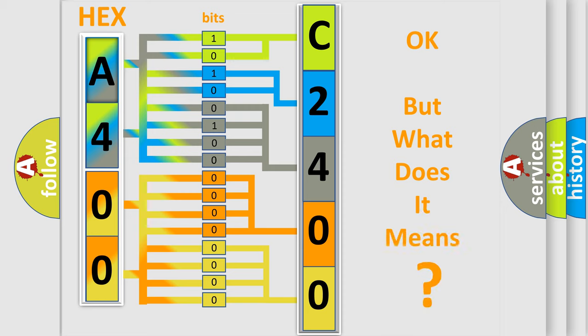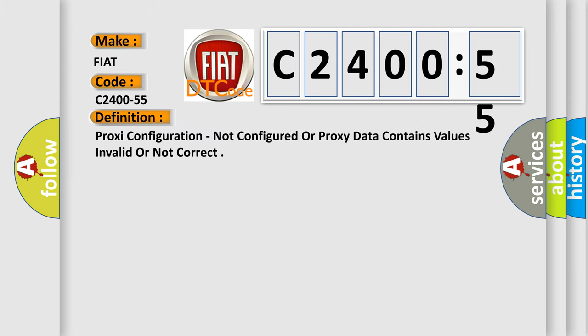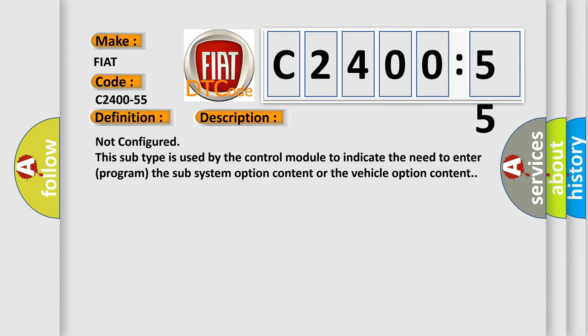The number itself does not make sense to us if we cannot assign information to what it actually expresses. So, what does the Diagnostic Trouble Code C2400-55 specifically mean for Fiat car manufacturers? The basic definition is: proxy configuration not configured, or proxy data contains values invalid or not correct. And now this is a short description of this DTC code. Not configured. This subtype is used by the control module to indicate the need to program the subsystem option content or the vehicle option content.